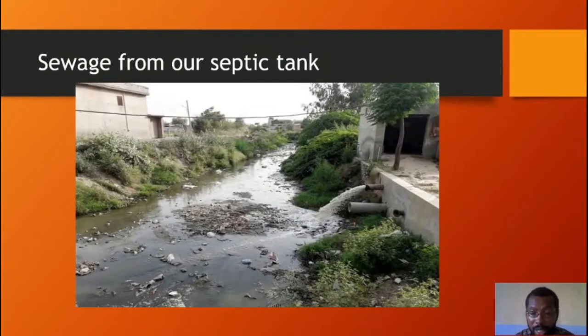Now I want to look at sewage. Can you see the picture here? It's the sewage. Can you see the waste from the toilets being discharged into the stream there? So sewage is also a source of water pollution. In some areas they channel their toilets, their septic tank, to a flowing stream. So when they flush their feces, whatever waste, it flows into the river. So sewage from our septic tank is also a source of water pollution.